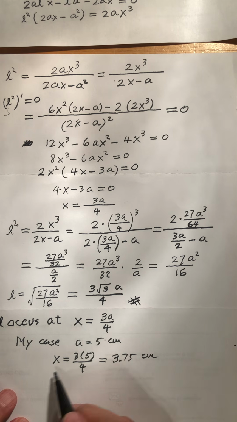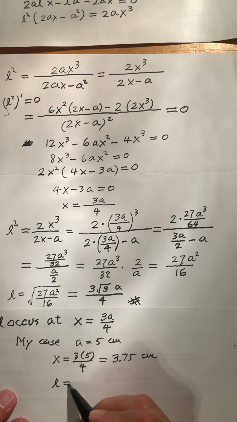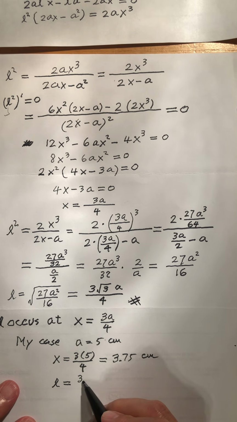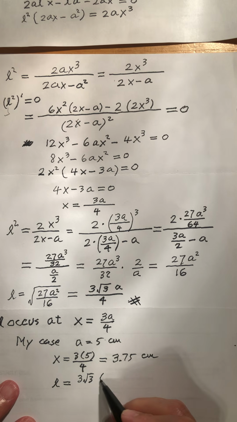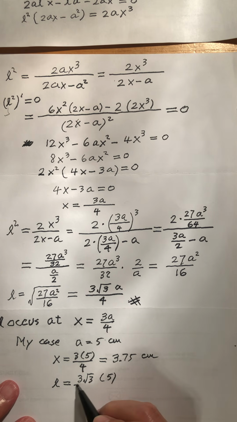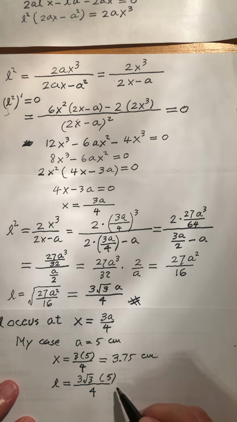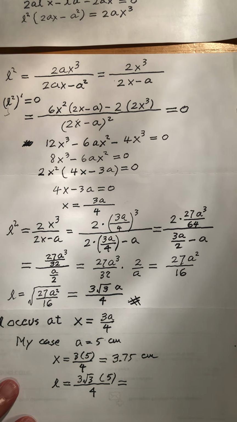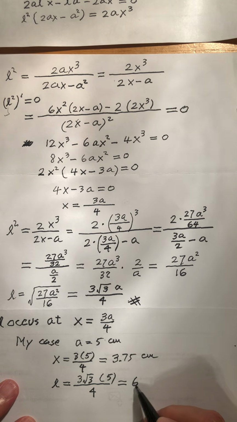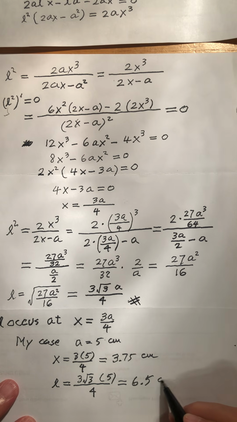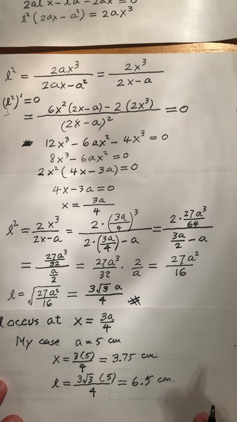And under this condition, the minimum length L is 3 root 3 times 5 divided by 4, and using a calculator, I get 6.5 cm. So this is the answer to this question.